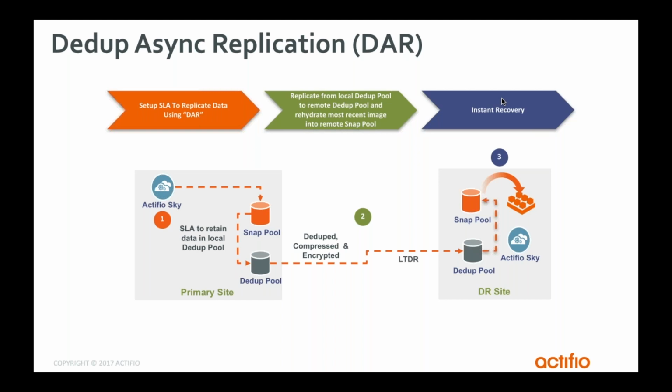And because we're deduping it before we do all this, we actually require a lot less bandwidth than the next one I'm going to talk about, which is StreamSnap replication. Typically, you can achieve a recovery point objective of 24 hours with 12 and 8-hour RPOs possible.